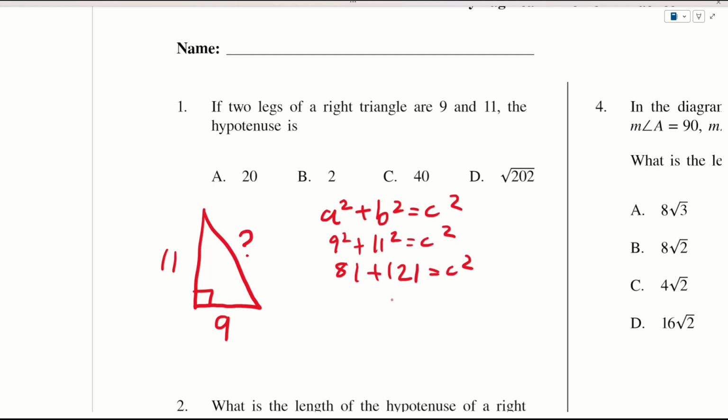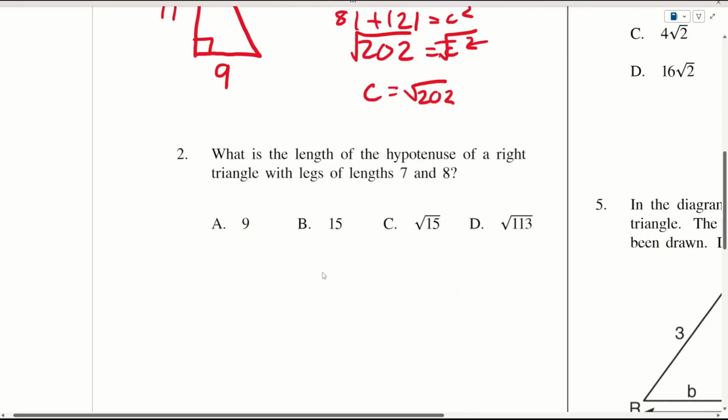You can do this faster in a calculator, but I recommend just going through the steps so you don't get lost and get the incorrect answer. 81 plus 121 is going to give us 202 equals c squared. By taking the square root of both sides, so we get rid of our square, that cancels out. We're just left with c equals root 202. The reason why we leave it as root 202 is because we cannot simplify it any further. So our only answer choice here is going to be D.